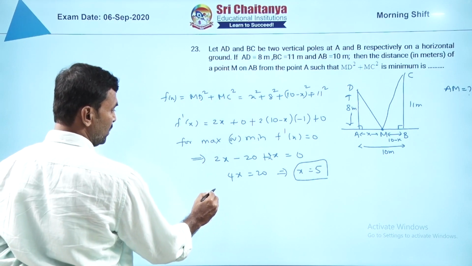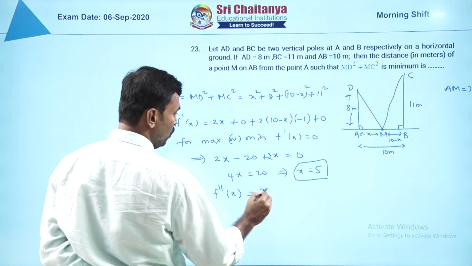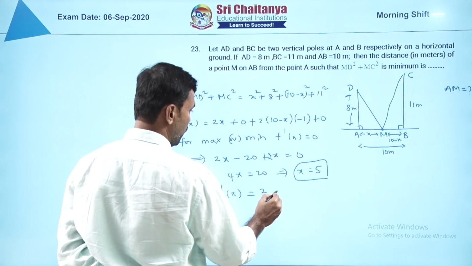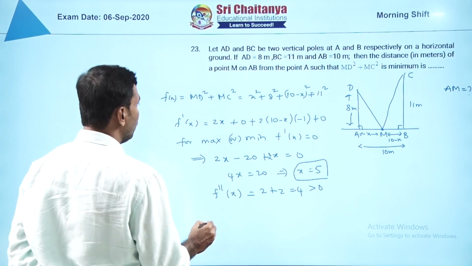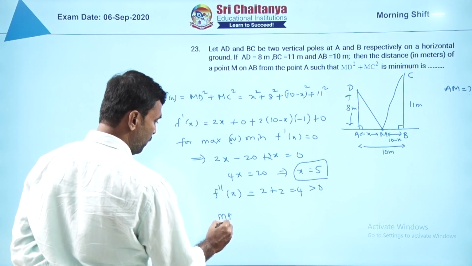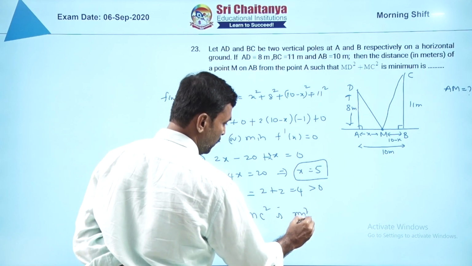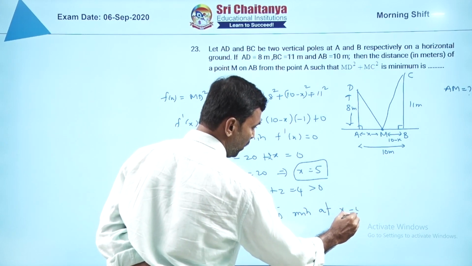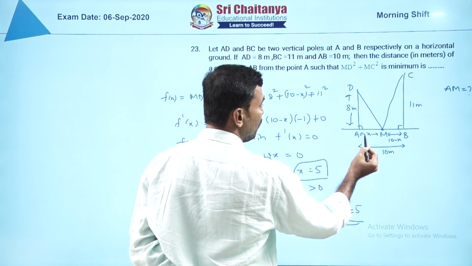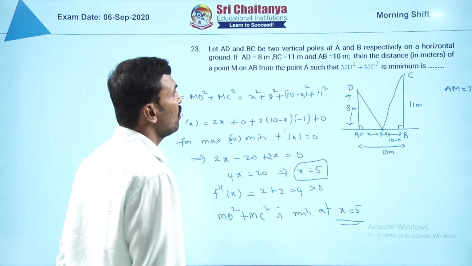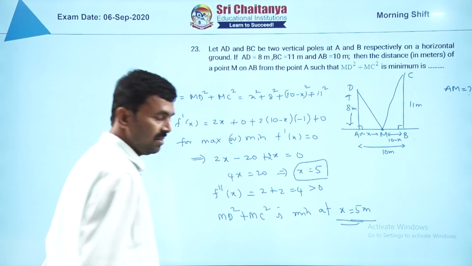To decide it is a minimum, you have to go for the second derivative. What is f double dash x? F double dash x is 2 plus 2, 4. This is positive for all x. Therefore, MD square plus MC square is minimum at x is equal to 5. That means the distance of point M from A must be 5 meters. So, the answer is 5 meters.